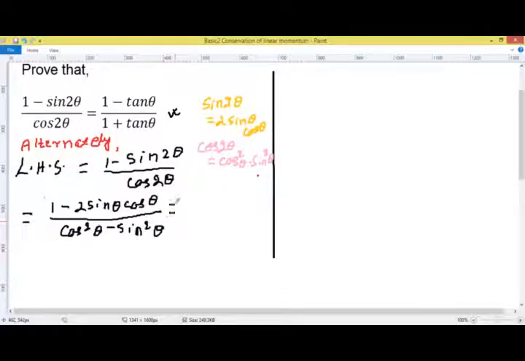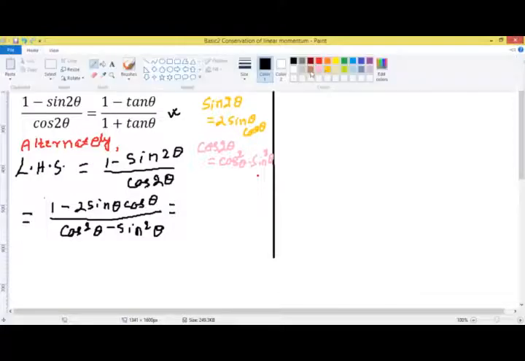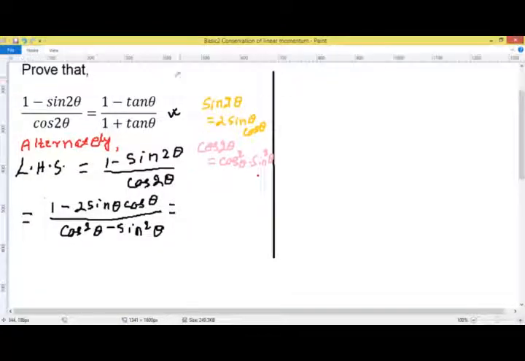Now we also know that sine square theta plus cos square theta, for any angle theta, equals 1. So it is possible that in place of 1 you would write sine square theta plus cos square theta. In order to think all those sorts of things, you should have good command over this sort of formula.